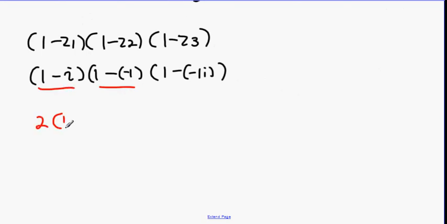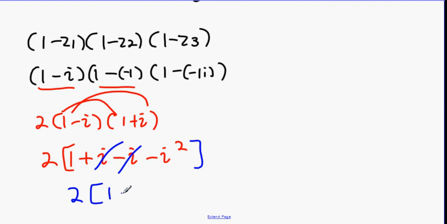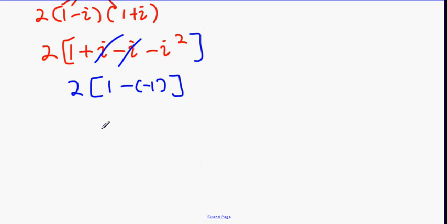This one here is going to be 1 minus i, and the other one here is going to be 1 plus i. Multiply the two of these out by each other, and you get 2 times 1 plus i minus i squared. The i's cancel, leaving minus i squared, which is plus 1, so it's going to be 2 times 2, which equals 4.